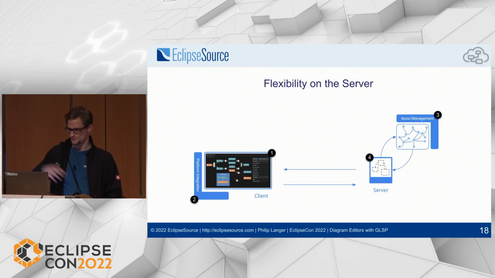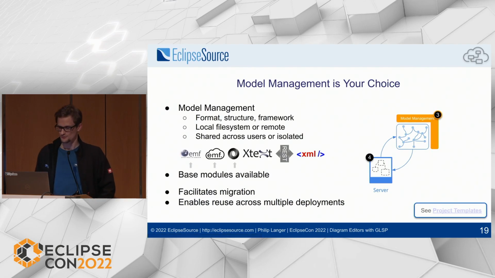So now let's move from the client to the server side. I already mentioned that with a huge, or not as huge, but a little bit of a refactoring, we completely separated the model management from the framework in that sense. So you can basically have your server interact with different implementations of a model management, whether it's the format, the structure, the modeling framework, whether it's a local file system, remote file system, and so on. But for the most popular choices, we provide ready-to-use base modules. So for instance, EMF.cloud model server, and JSON.